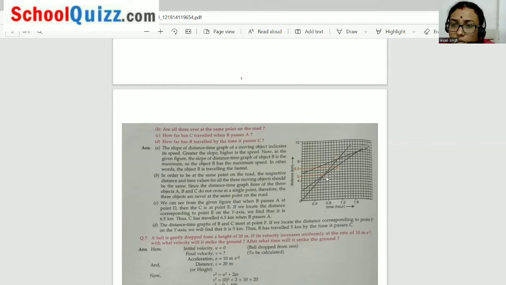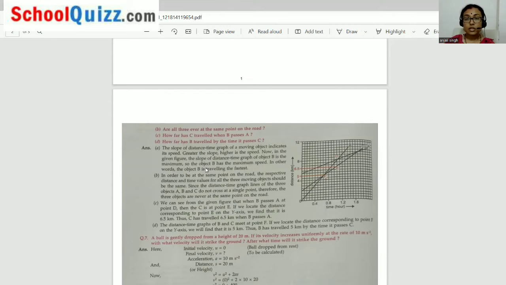You can see it acquires maximum speed in a very small interval of time. If you compare slope B with A and C, they take more time to acquire the speed, but B takes less time to acquire more speed. Clear? So you can see the answer: the object B has the maximum speed.